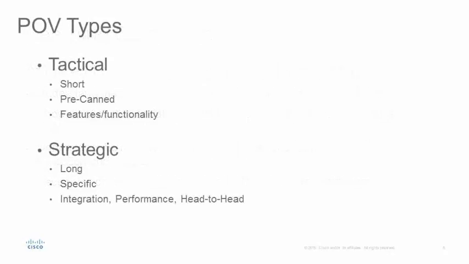So we have a tactical POV and a strategic POV. Tactical POV is usually short, running anywhere between 2 and 4 weeks. And we usually go with cookie cutter policies, very repeatable, nothing out of the ordinary, just to have the customer get a feel for the features and the functionality of the product. And many times this is the right POV to win the opportunity.